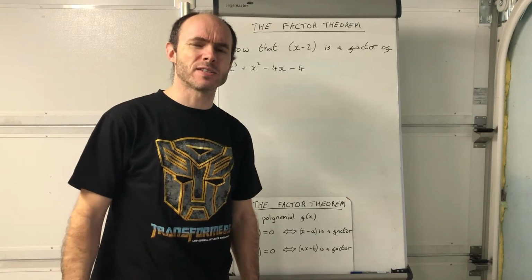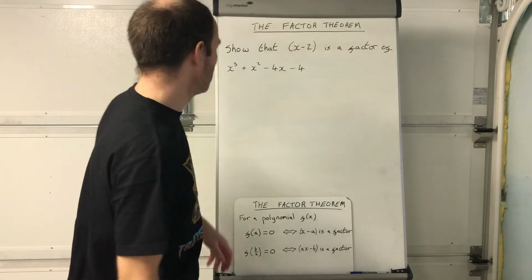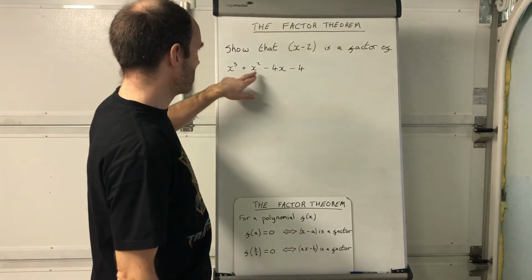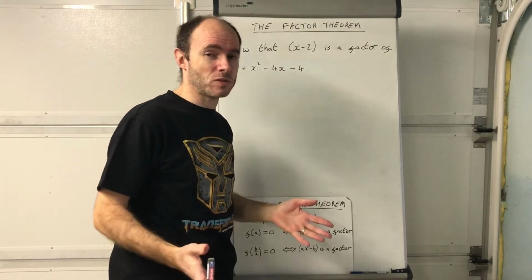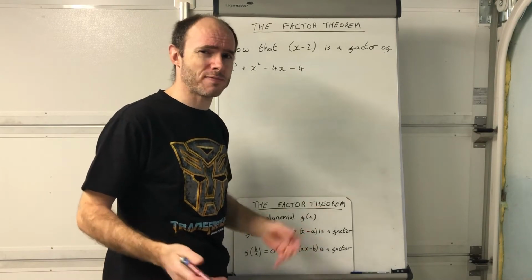Okay, so here's a really nice simple example showing you how you can use the factor theorem to answer a question. Show that x minus 2 is a factor of x cubed plus x squared minus 4x minus 4. Now, one way you can do it is to use long division, which I'll come on to in a couple of minutes. But what you can do is quickly answer the question using the factor theorem.